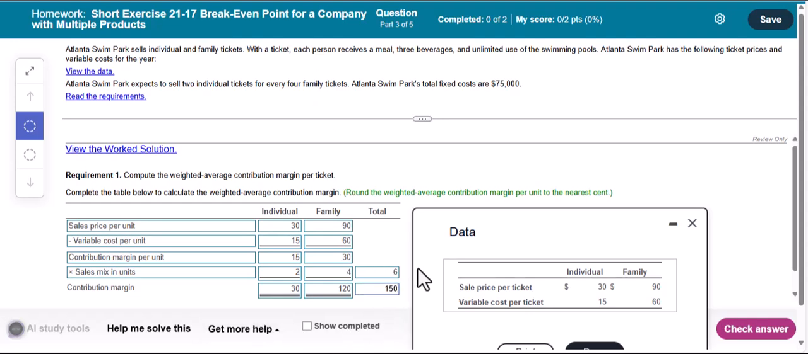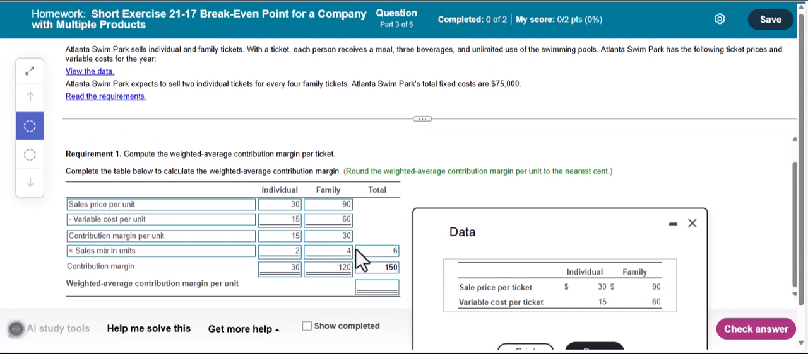So in other words, when they sell 6 tickets, they generate about $150 of contribution margin, assuming that the ratio of 2 to 4 holds true. So now we need to scroll down a tiny bit. We have the weighted average contribution margin per unit we need to calculate here.